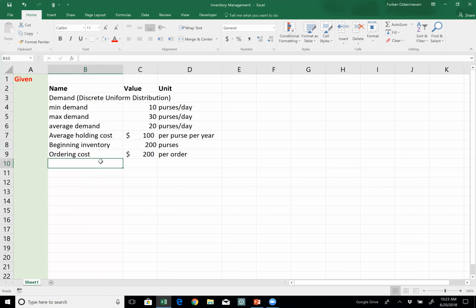Another thing that is important in inventory models is the reorder point.